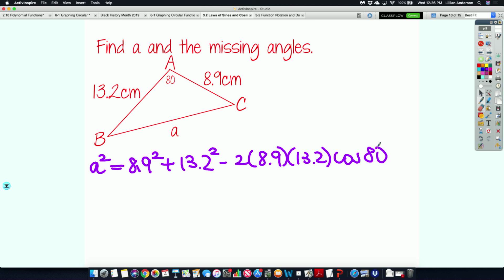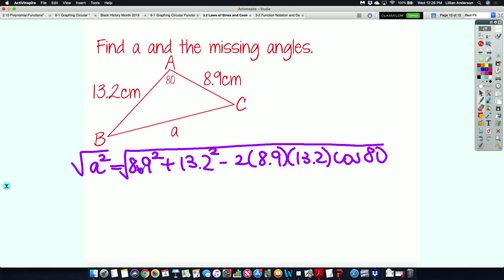Don't underestimate the writing of the formula and the plugging in of the pieces. How do I actually solve for a, though? What do I have to do before I actually get my answer? I have to square root both sides. So in that way I can get a all by itself.